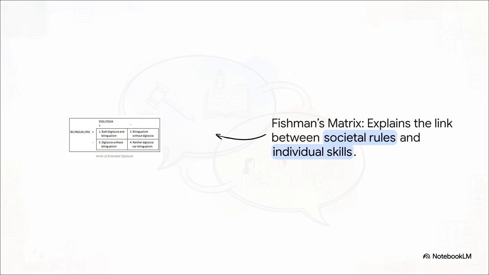Now, let's jump down to the bottom left, diglossia without bilingualism. Here, the society has clear language roles, but the individuals are not bilingual. A classic example is pre-revolutionary Russia. The elite spoke French for all the high-function stuff, while the peasant spoke Russian for everyday life. Those two groups rarely talked to each other, let alone spoke each other's language. It's an amazing tool for analyzing how languages really work in the wild.